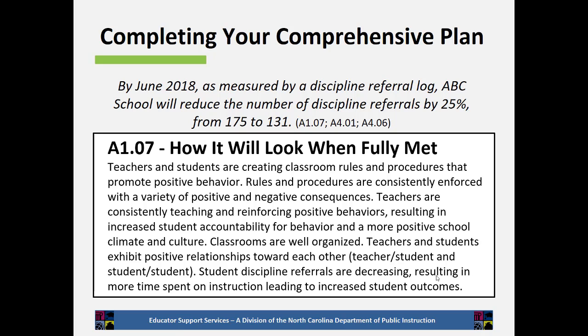So this is the way I chose to write it. Many schools, their districts have specific ways that they want them to write their goals too. We see a lot of these where an actual goal, for example, this by June 2018 goal, might be part of the How It Will Look When Fully Met box. So really how you do this is up to you and also up to how the district wants you to do it too. But again, just remember this is a sample.